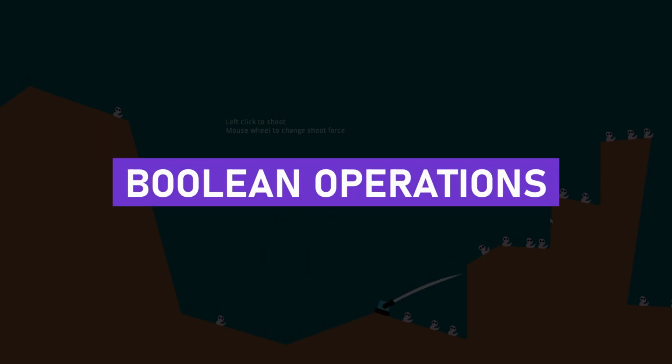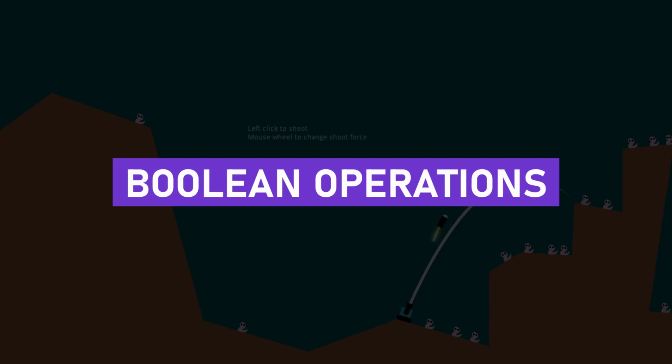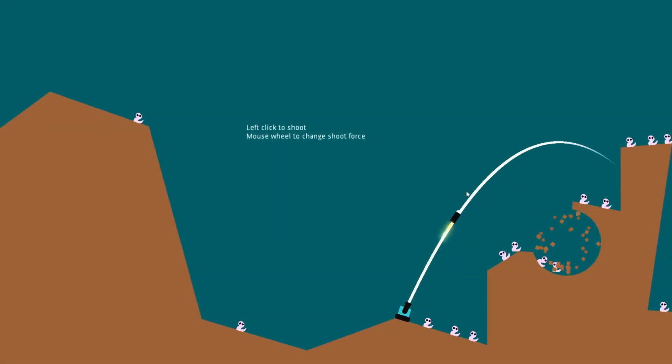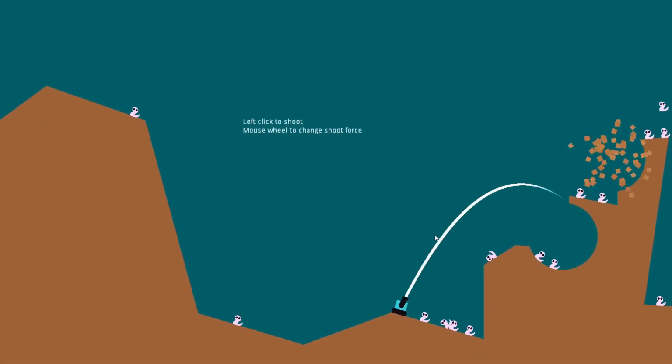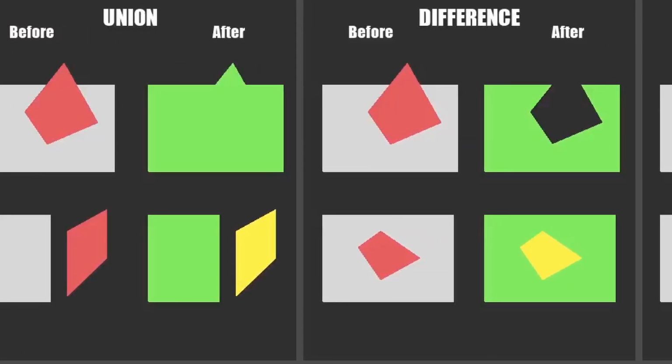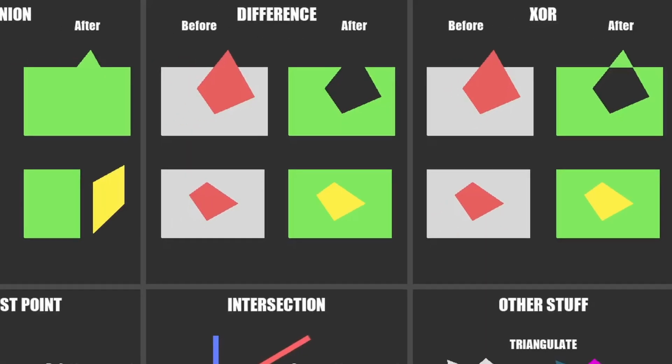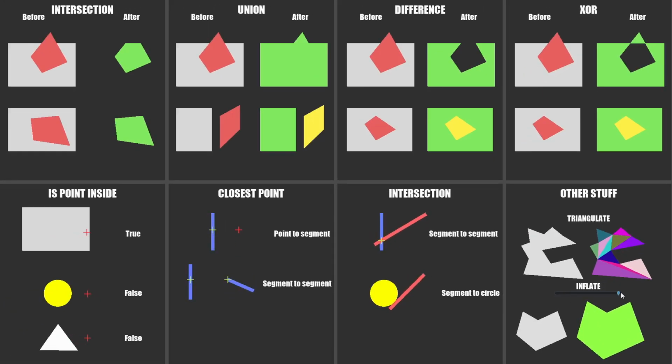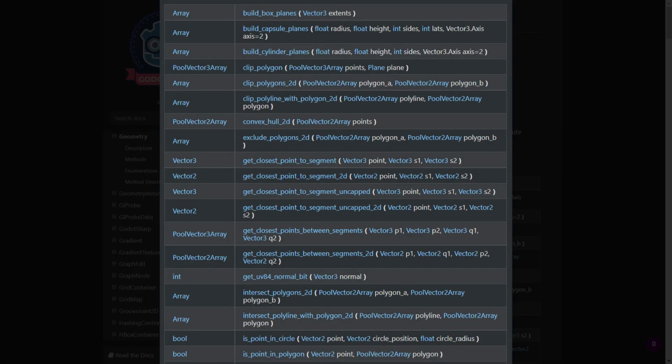The first thing I want to talk about is Boolean operations on polygons. I used it in my previous video to make the difference between two polygons, but you can also do intersection, union, and XOR. As you can see, I made a small demo with all the operations and also some other features. I'll talk about them later. To use these operations, it's pretty simple.